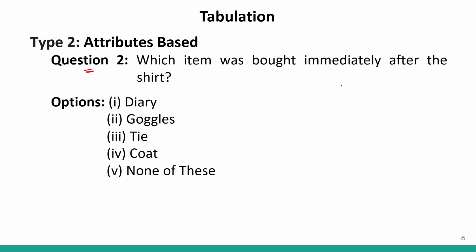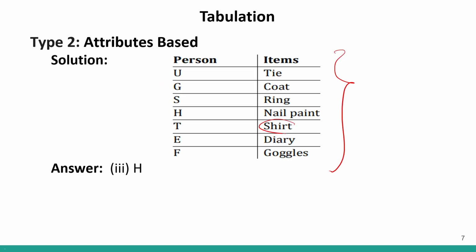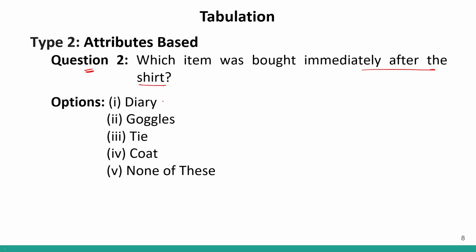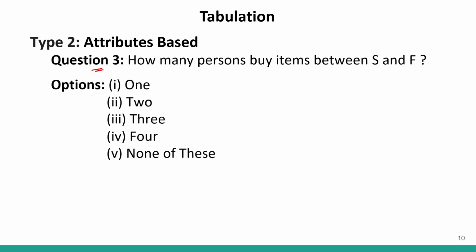Question 2 is, which item was bought immediately after the shirt? So going back to the arrangement, shirt is bought here. Immediately after shirt, we have diary bought by E. So if I look at the options, we have diary, goggles, tie, coat, none of these. So immediately after shirt, diary is bought by E. Therefore, my answer will be option number 1, diary. Clear?